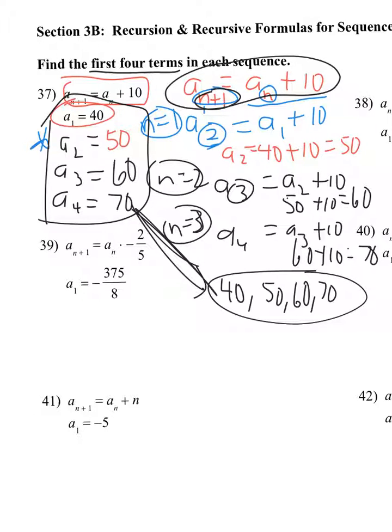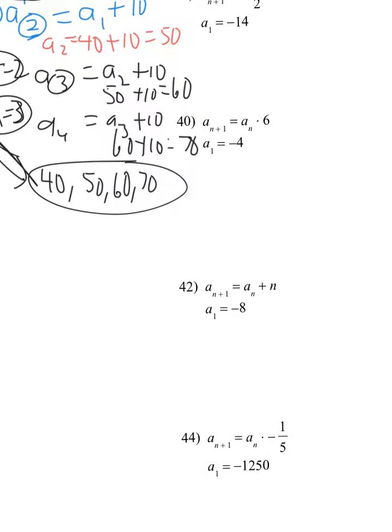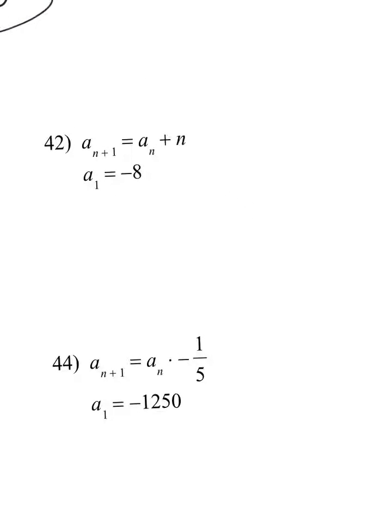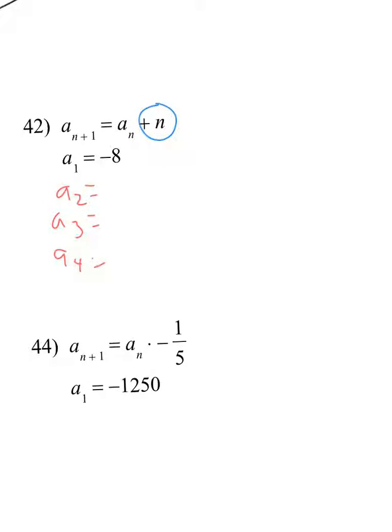Okay, so let's go down to 42 now. This gets a little trickier here, especially when we have something like this n added there. And that's why you got to kind of do it the organized way that I was showing you. So we need to find A2, A3, and A4, because we already know A1. So I'm going to start out by writing this recursive formula over here. So A subscript n plus 1 equals A subscript n plus this bigger n.